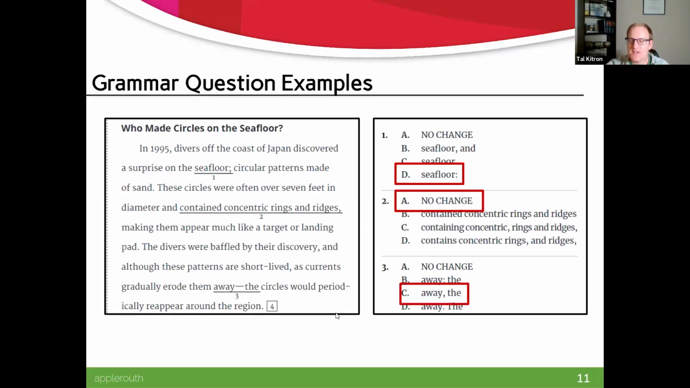Practice makes perfect. You just got to see these and think, what are the test writers trying to get me to see? Identify question type, and then eliminate answers. That's really the trick for grammar questions on English.